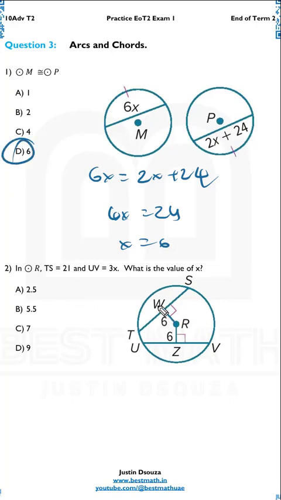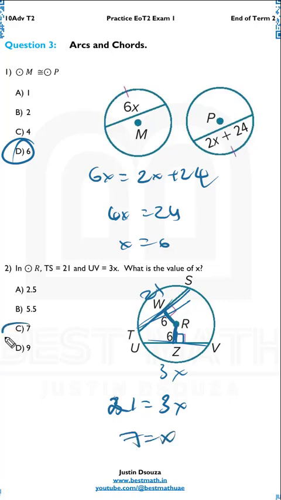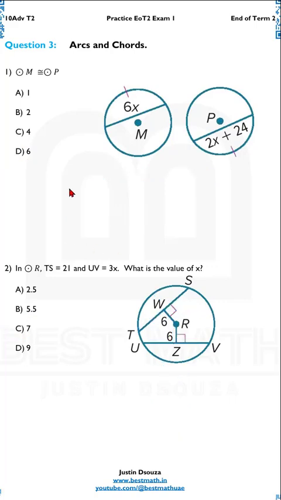In this particular circle R, TS is given to be 21 and UE is 3x. But you can see this center chord, the line which makes 90 degrees to the chord from the center, they both are equal, so that means these two chords are equal as well. So it is 21 which is equal to 3x. So divide both sides by 3, it will be 7 is equal to x. It's option C. That's the correct answer here. It will be D and C.